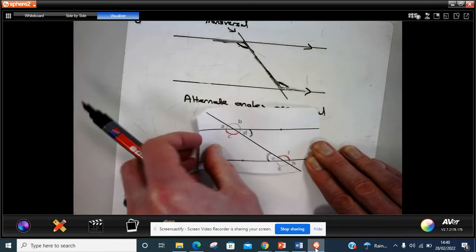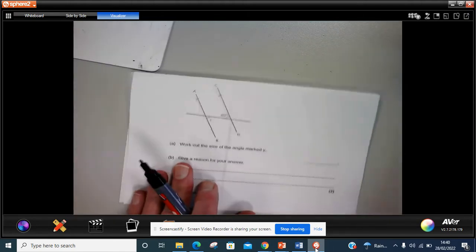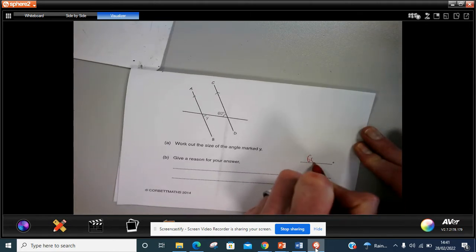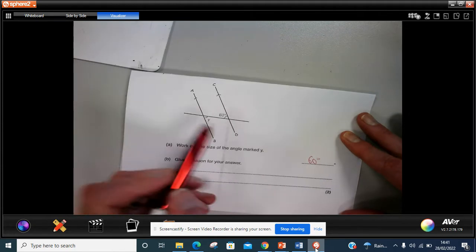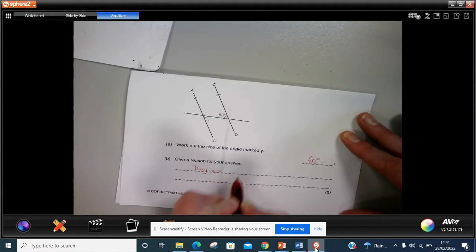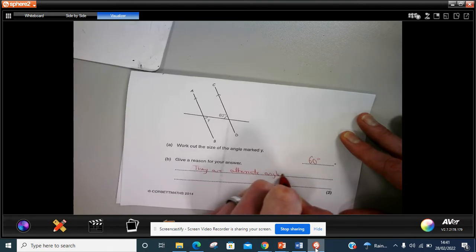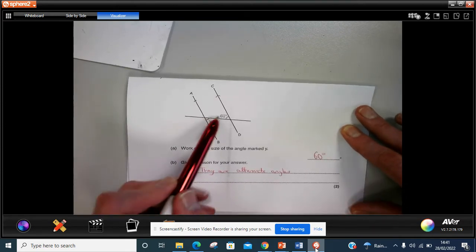So in the most simple exam questions, they would give you a question like this and say, work out the size of the angle marked Y and give a reason for your answer. So the angle marked Y is 60 degrees. And the reason for that is, they are alternate angles. So you've got to just be able to recognize what you're looking for.